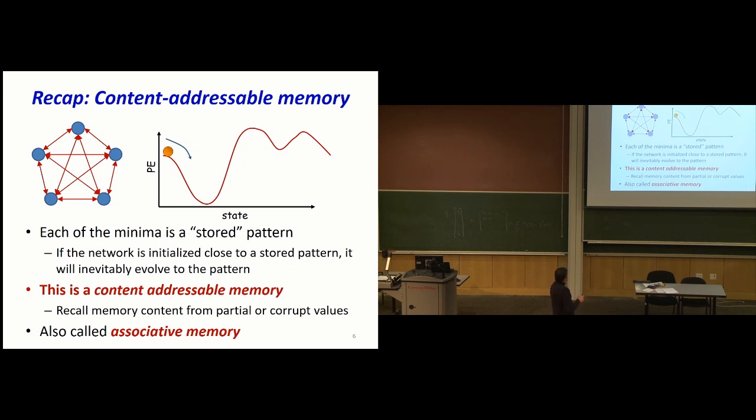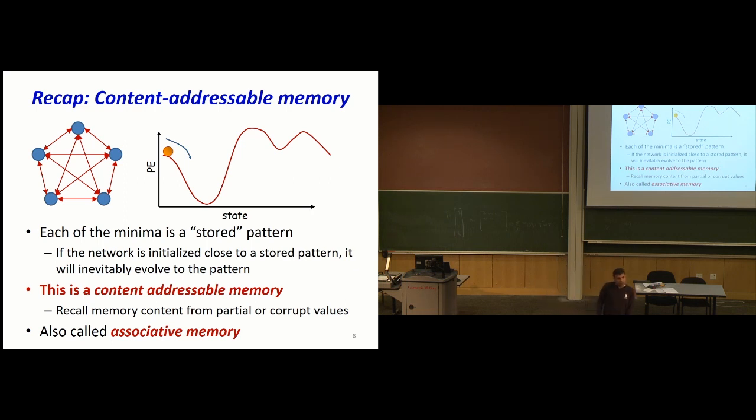I'll get to you. So each of these minima is a stored pattern. You can think of these, because these are the minima to which the network naturally evolves, so you can think of the network as storing these patterns. And if you start off somewhere in the vicinity of a stored pattern, it's going to evolve into that pattern. So the network can be thought of as remembering these specific patterns for which the energy is minimum.